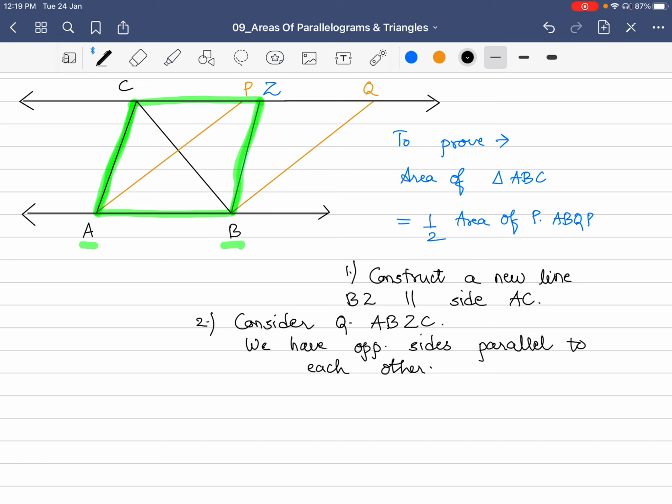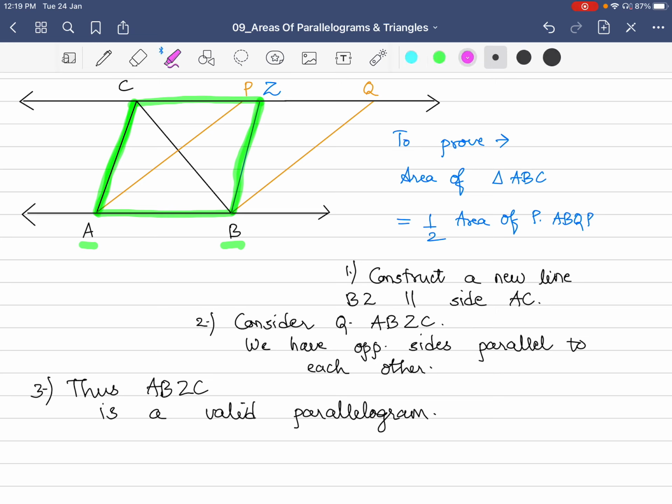Thus, this is my point number 3. Thus, ABZC is a valid parallelogram. However, in this parallelogram, we have this diagonal BC. So this is my diagonal BC. We know that in any parallelogram, a diagonal divides the parallelogram into two equal parts. So this diagonal BC has divided this parallelogram into two equal parts.